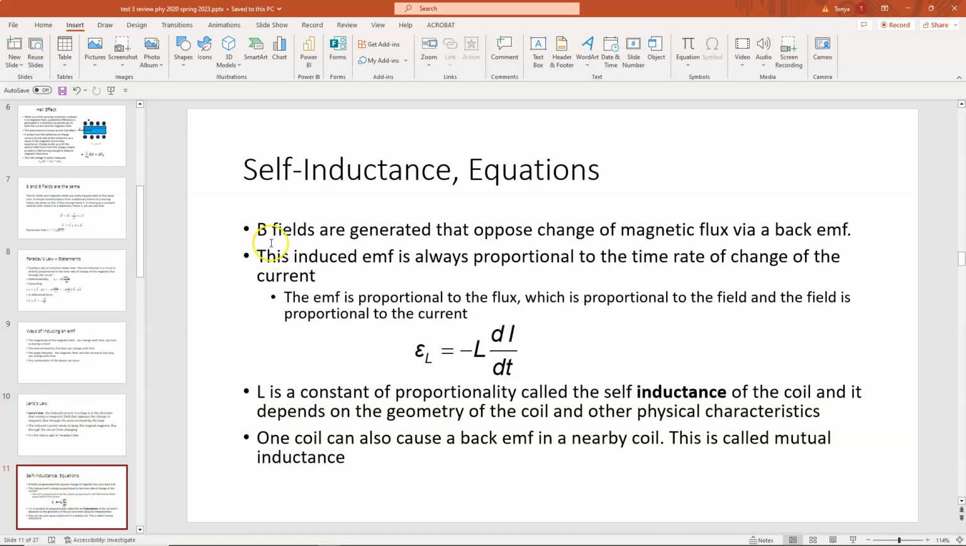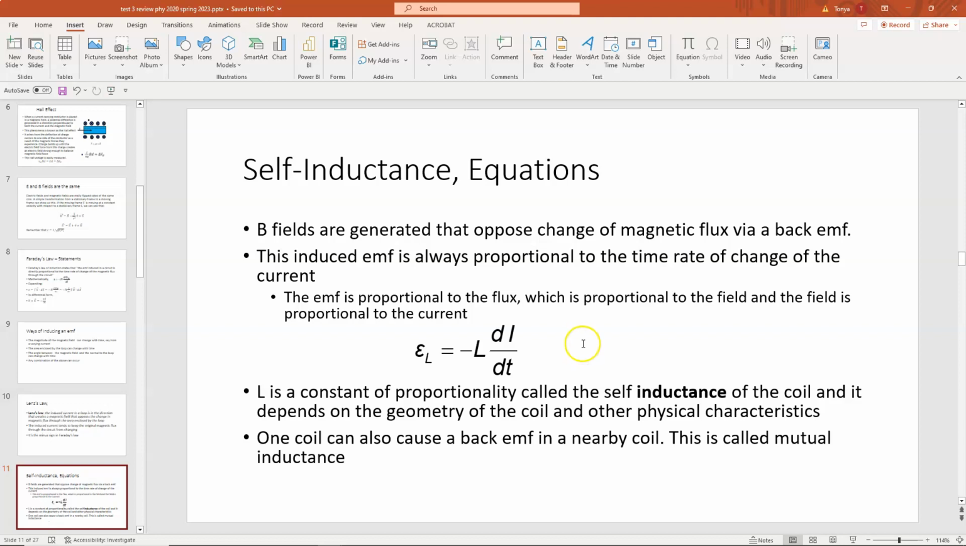All right, we talked about self-inductance. Magnetic fields are generated that oppose the change of magnetic flux via a back EMF. That's basically Faraday's law. This induced EMF is always going to be proportional to the changing magnetic flux. So if you have, for example, a current loop, currents create magnetic fields. If you had a current loop with a current that was changing in time, that would cause a magnetic field which is changing in time, and that magnetic field would cause a magnetic flux which is changing in time, and that magnetic flux induces an EMF. This EMF is a back EMF that opposes the change.